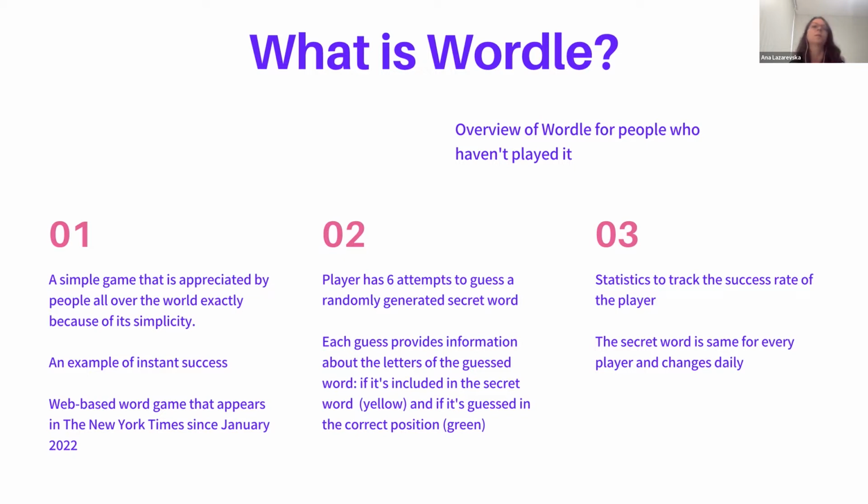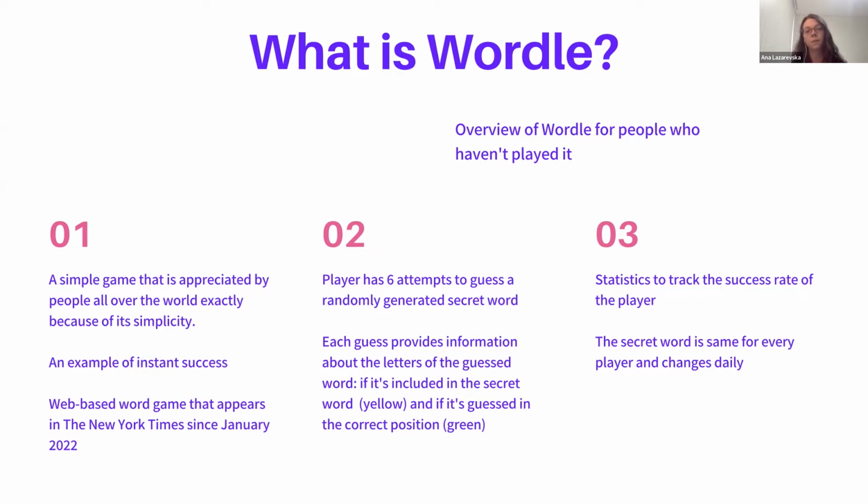How to play Wordle? Well, the player has 6 attempts to guess a randomly generated secret word. After the player makes a guess, they will receive information about the letters of their word. The letters that appear in the secret word are colored green if they're in the same position and yellow if they're in an incorrect position. So that's it. Those are the rules of Wordle explained in 2 sentences. So very simple. But the beauty of the game lies in its simplicity.